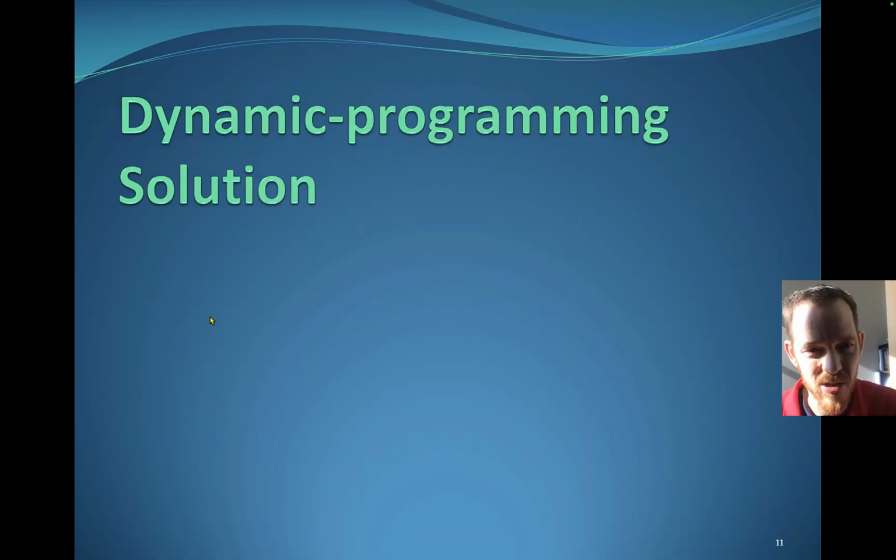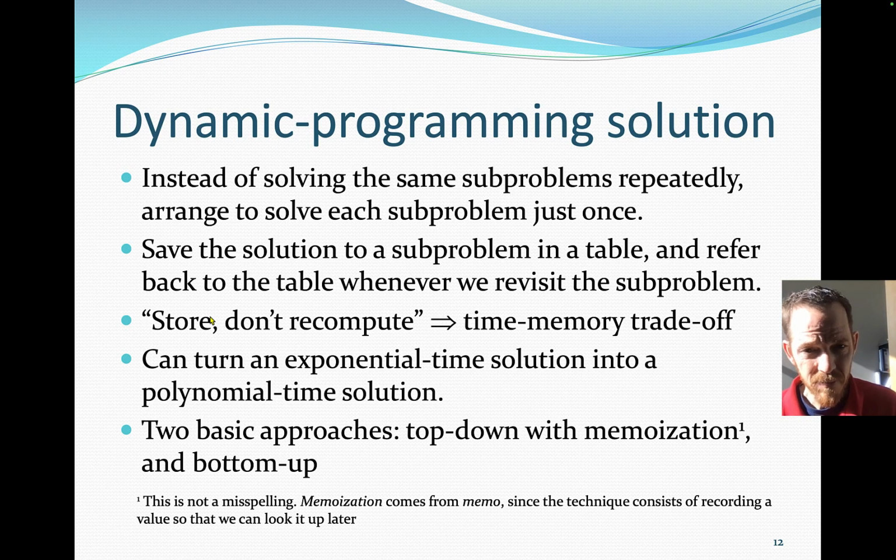Let's talk about a better solution, a dynamic programming solution. Instead of solving the same problems over and over again, we're just going to solve each subproblem once. And then we're going to save that solution in a table and refer back to it. And so this is a store, don't recompute. It's the time versus memory trade-off. And here it's not a lot of memory, and it's going to save us a lot of time. So we can turn an exponential time solution into a polynomial time solution. There are two basic approaches here: top-down memoization and bottom-up.